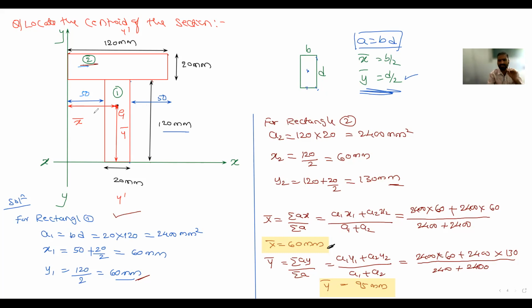So there is just a procedure. Okay, you have to substitute. You should know the formulas: the area, x1 and y1 for a rectangle, then for a circle, next for a triangle, and for a semicircle. You should know the area, x bar and y bar, so that it is easy for you to calculate.